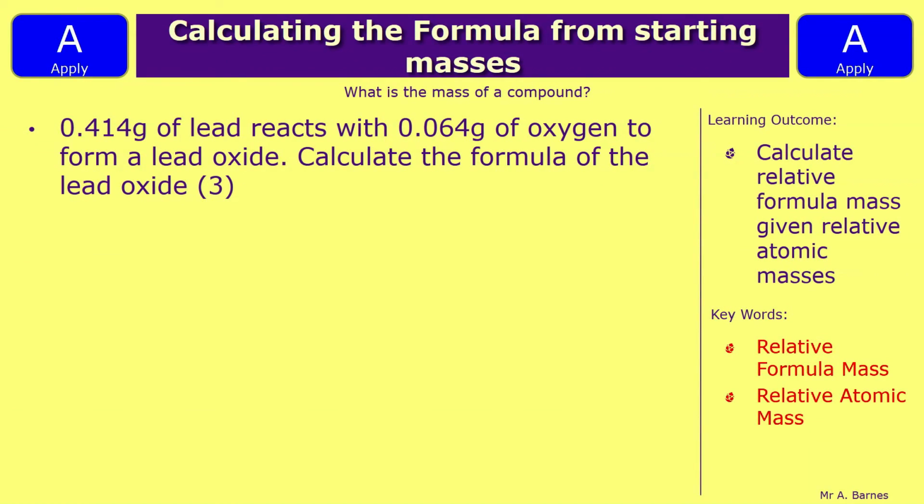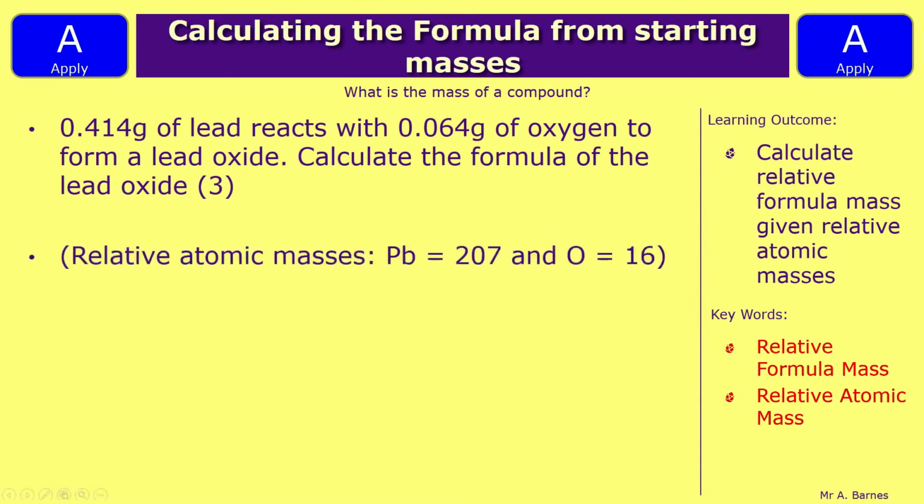Right, let's have a look at a question then and see how much you've picked up from the video. So this one says 0.414 grams of lead reacts with 0.064 grams of oxygen to form a lead oxide. Calculate the formula of the lead oxide. The relative atomic masses are 207 for lead and 16 for oxygen. Pause the video, have a go, and we'll see how you've done in a minute.